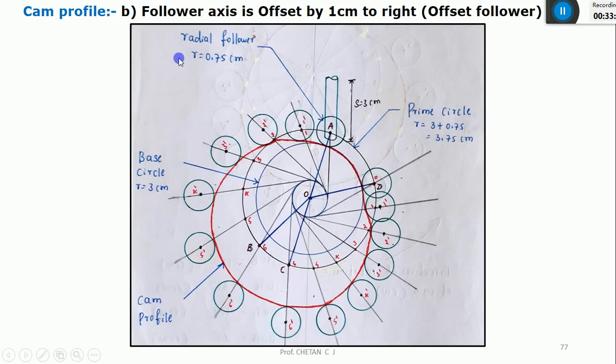For the second case, that is an offset type of cam and follower. It is given the follower axis is offset by 1 centimeter to right. Okay.